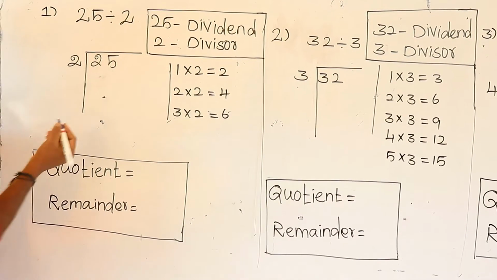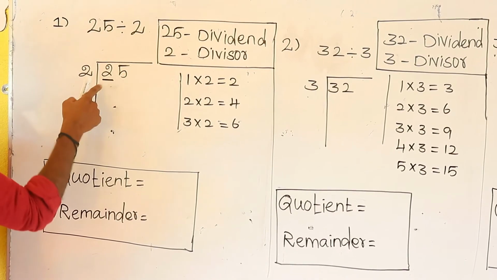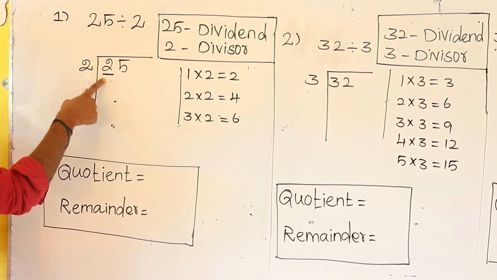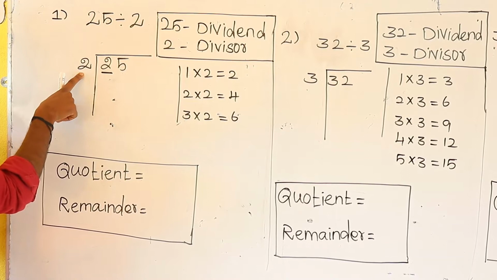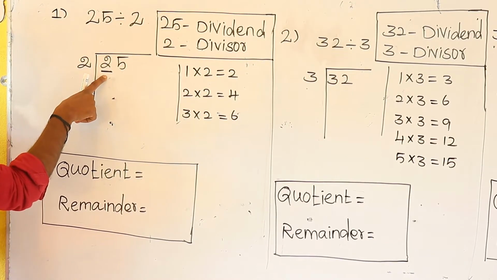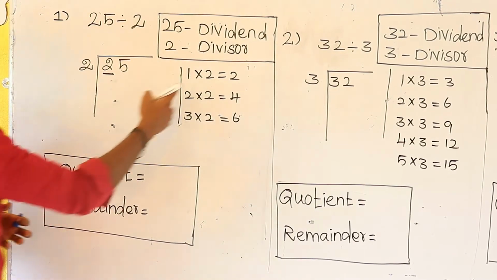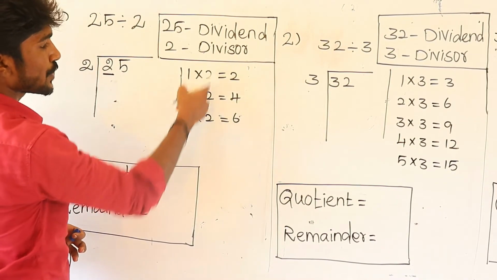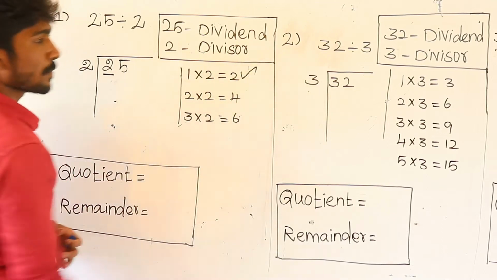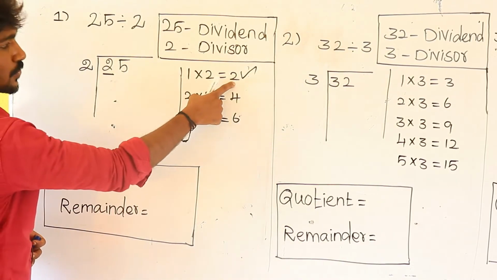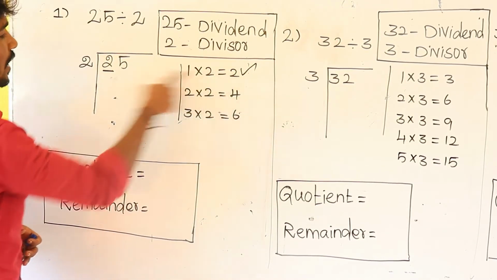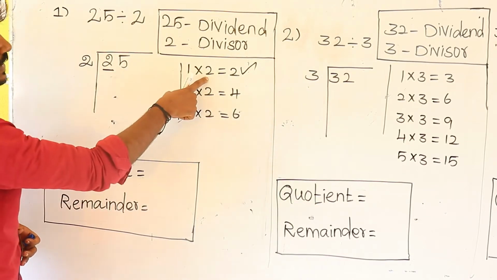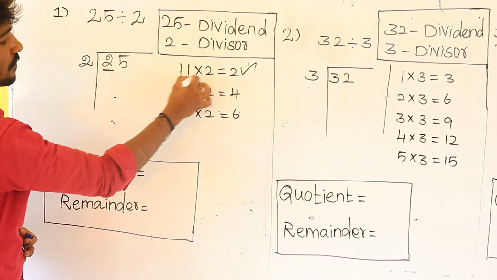First I will select the first number. The first number is 2. Here the divisor value is 2, and the dividend value is also 2. So how many 2's are 2? Table: 1 2's are 2, 2 2's are 4. So which one is possible? The first one is possible. 1 2's are 2. So the quotient value is 1.